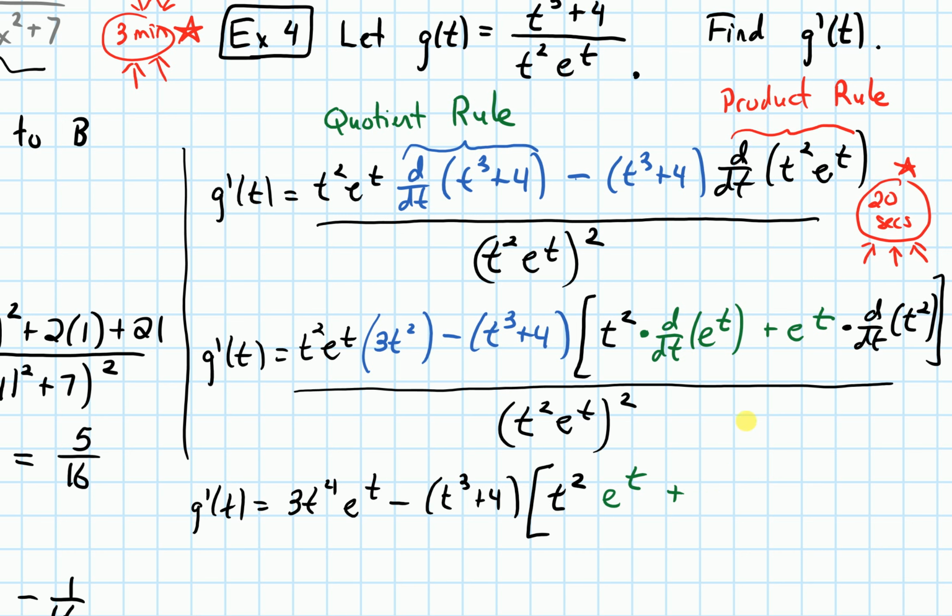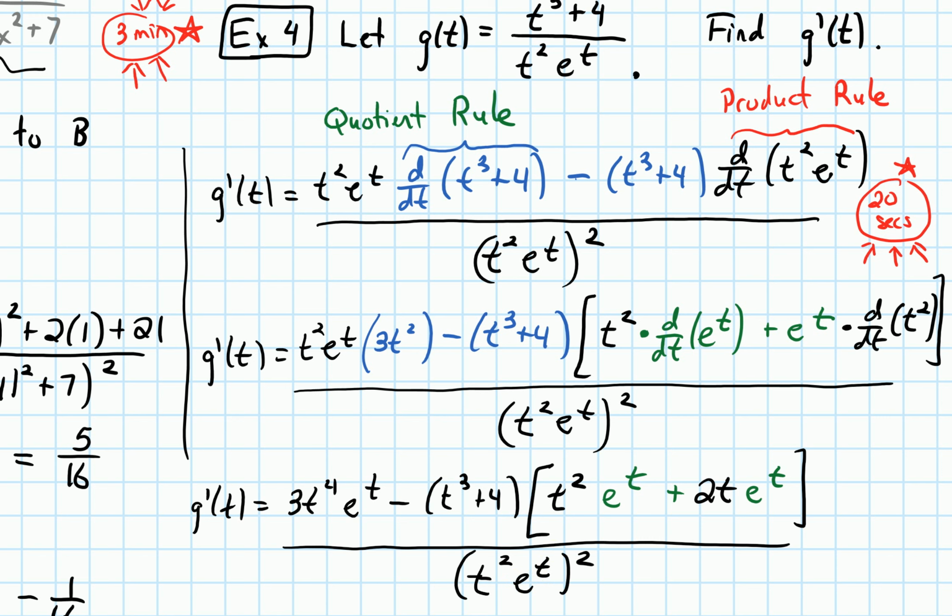So maybe let me write that as, let's put the 2t in front of that. And then I'll put the e to the t after. Okay, and then I'll close that bracket. And then this whole thing over the denominator, which was t squared e to the t, that quantity squared. Okay, and at this point, I have finished doing all the derivatives that showed up.